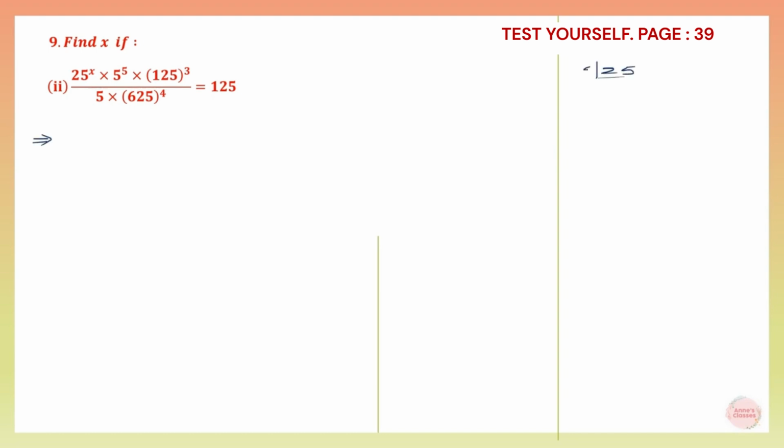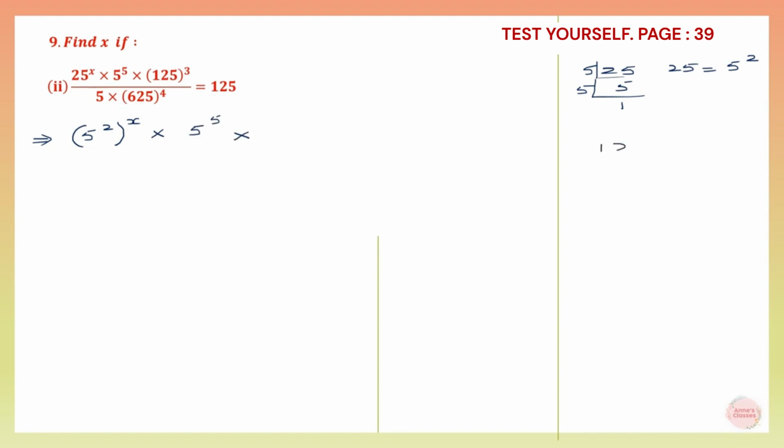25 you divide it by 5. 5 fives are 25. Divide again by 5. 5 ones are 5. So 25 can be written as 5 raised to the power of 2, isn't it? 5 into 5. So let's write that. So 5 raised to the power of 2 is 25, and that whole thing is raised to the power of x, as you can see. Into the next one is already in the form of a prime number, 5 raised to the power of 5, into, now we have 125 raised to the power of 3.